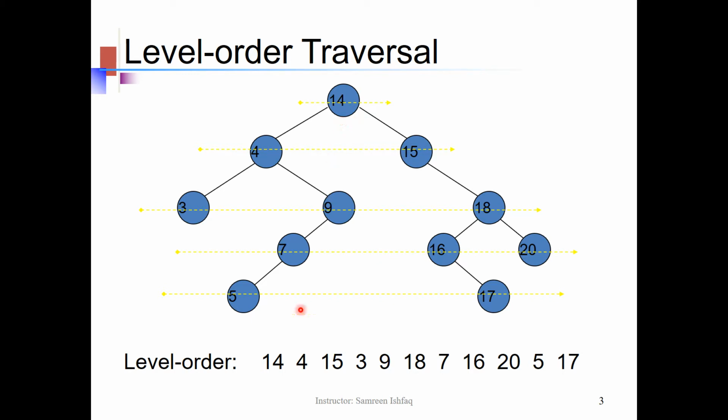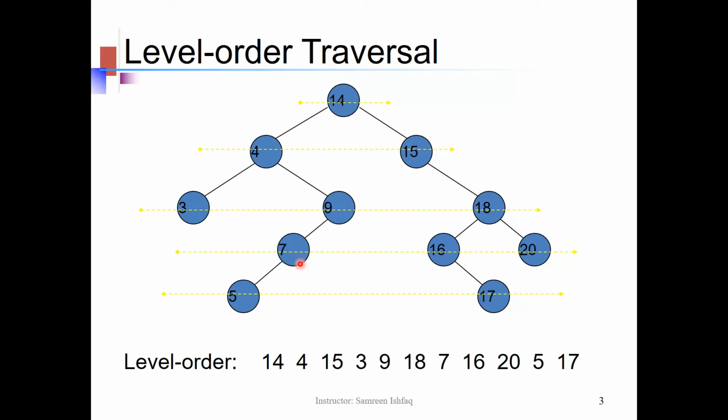We are going to print its value, and then we move downward toward the next level, that is level 1. Now we will print all the values at level 1 while moving from left to right. First we are going to print 4 and then 15. Now at the next level there are 3 nodes, 3, 9, 18. We are going to print all these nodes while moving from left to right. First we will print 3, then 9 and then 18.